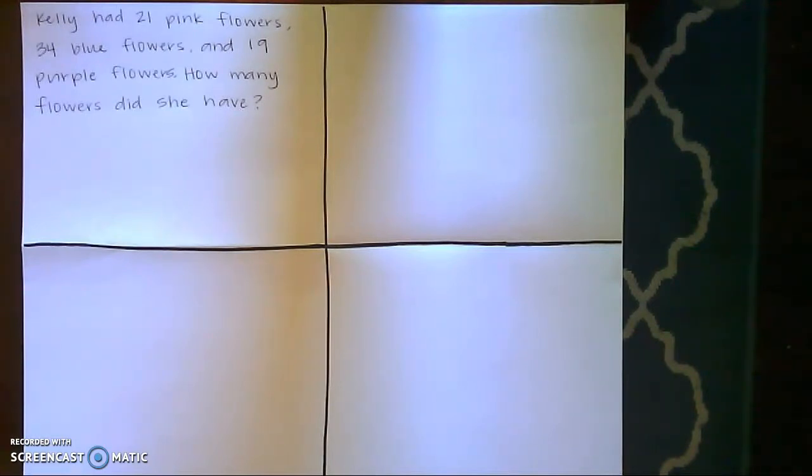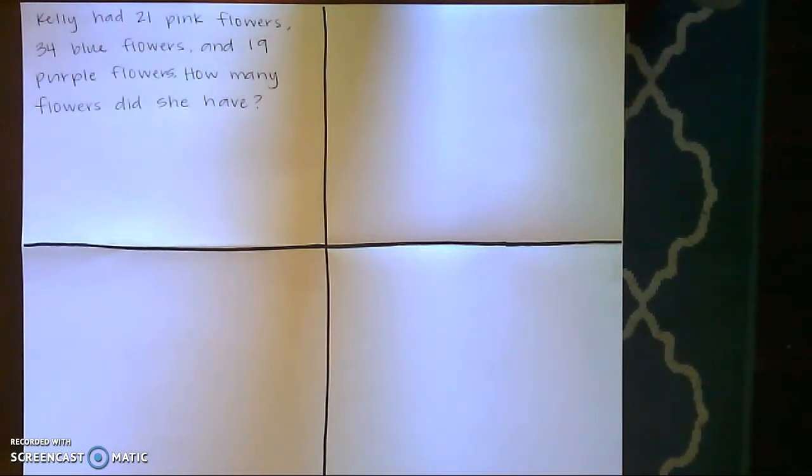Today we're going to be working on two-step word problems, and this week we'll be continuing that, both addition and subtraction two-step word problems. And I thought I would go ahead and model for you how we would solve one of these problems using strategies that we've already learned, either open number line, base 10 block drawings, or expanded form.